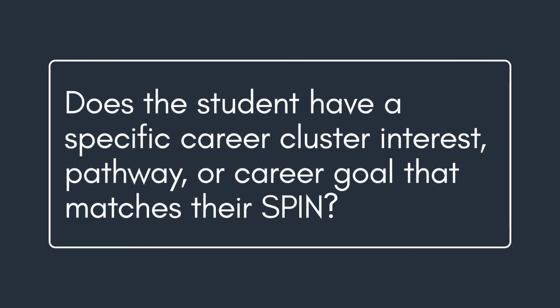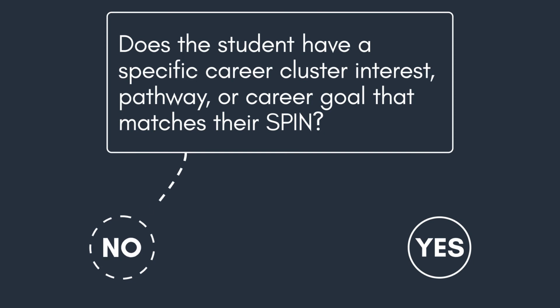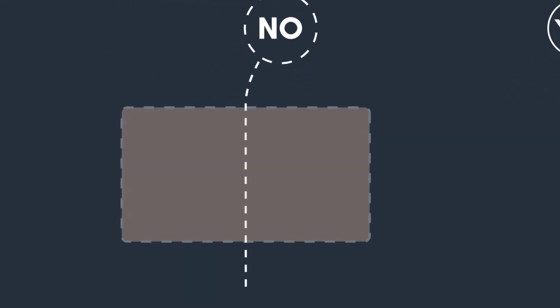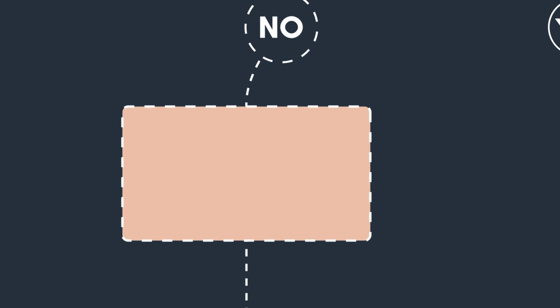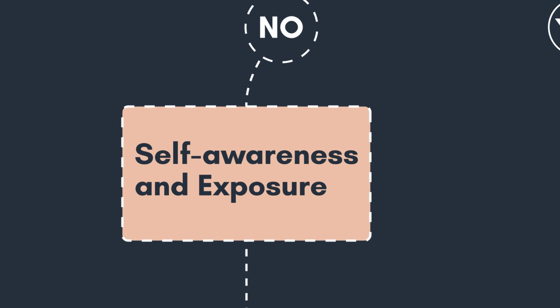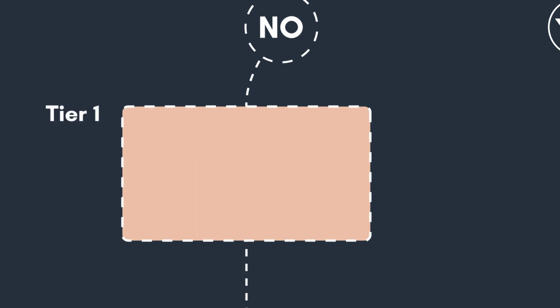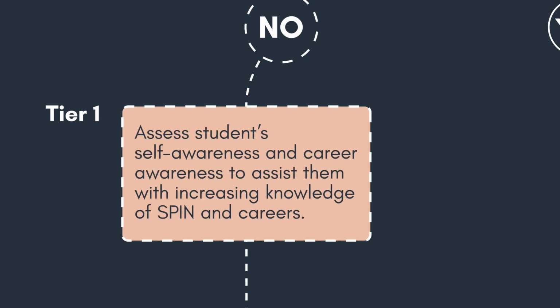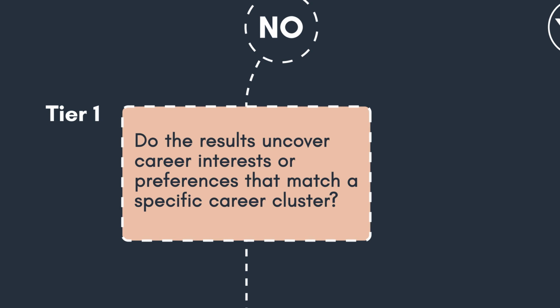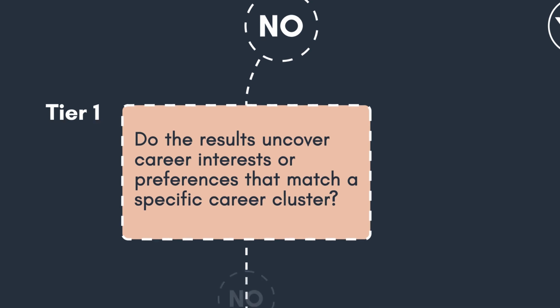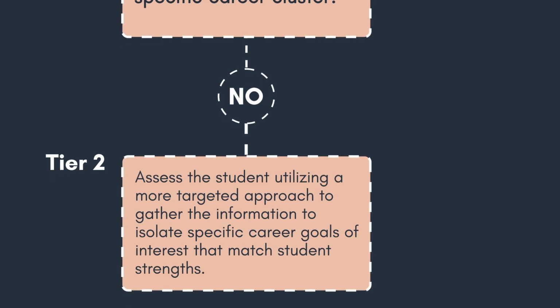The first question in the decision tree asks, does the student have a specific career cluster interest, pathway, or career goal that matches his or her SPIN? If the answer is no, go down the left side of the tree in the area shaded in peach. These peach shaded boxes indicate these are self-awareness and exposure areas of transition assessment. So in Tier 1, it will ask, assess student self-awareness and career awareness to assist them with increasing knowledge of SPIN and careers. Do the results uncover career interests or preferences that match a specific career cluster? If the answer is no, you pop down to Tier 2.